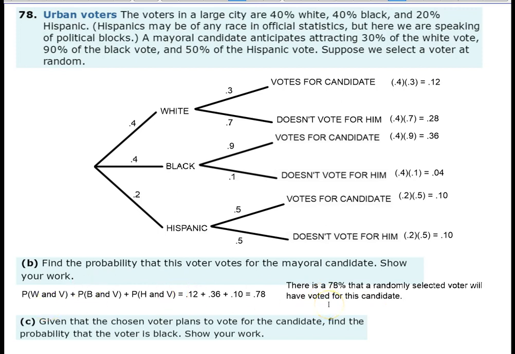The last question says, given that the chosen voter plans to vote for the candidate, find the probability that the voter is black. So this is known as reverse conditioning. We're going the other direction. We were told that given that a voter is black, there's a 90% chance that he votes for the candidate. Now we're asking the other direction. Given that the voter plans to vote for the candidate, what is the probability that the voter is black? This is known as reverse conditioning. Once again, see if you can figure it out, pause it, come back.